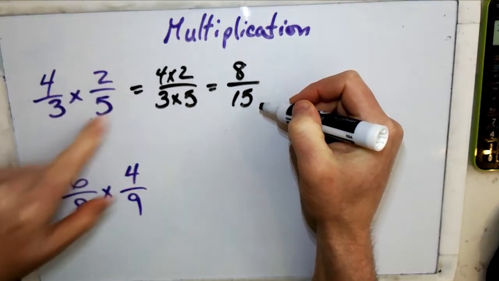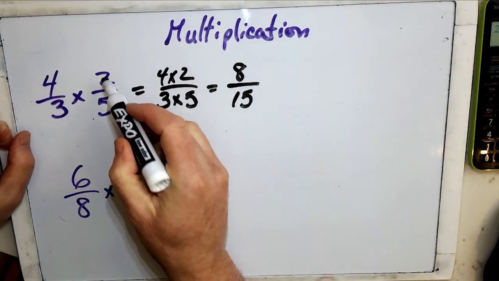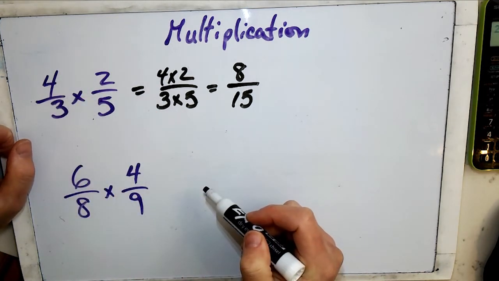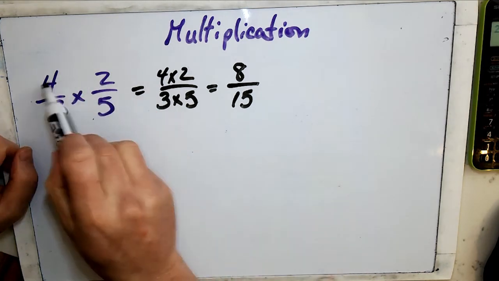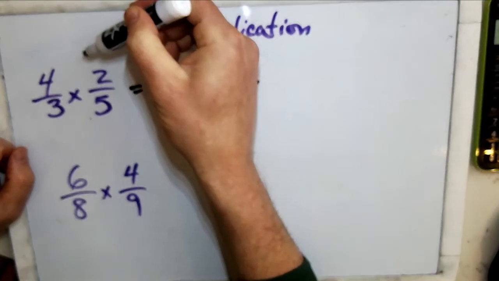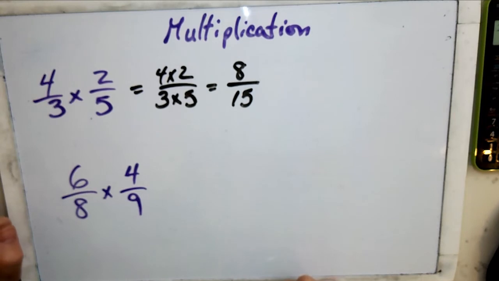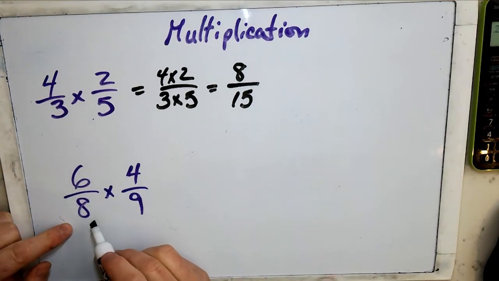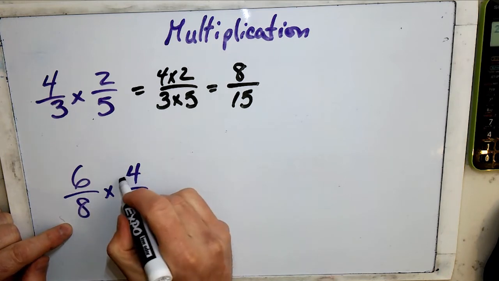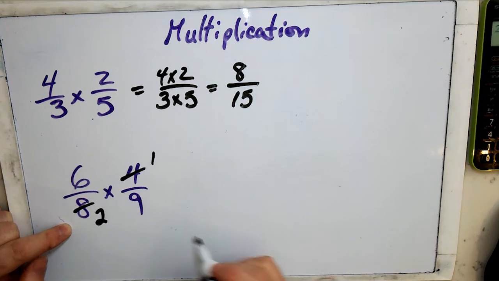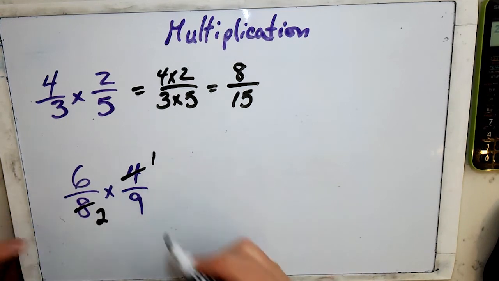It might be easier to look at the original and see if there's anything top and bottom that can be reduced. And a key thing is never reduce side to side, top to top, or bottom to bottom. It always has to be something on top, something on bottom. So this one here, I like to reduce first, and I can see 4 and 8. I'm going to divide both of them by 4. I get 1 and 2 instead. I've already done my reduction before I even start.